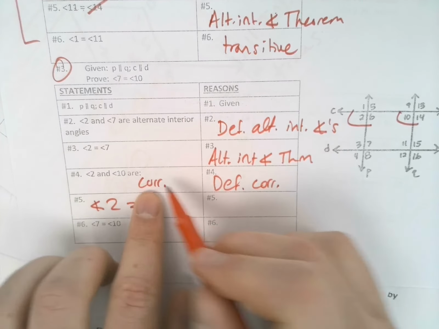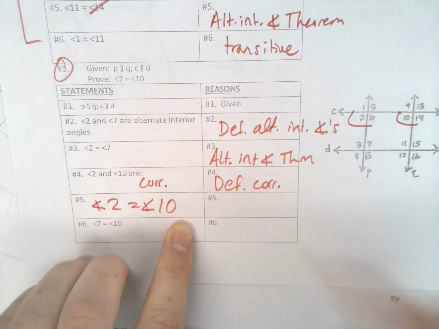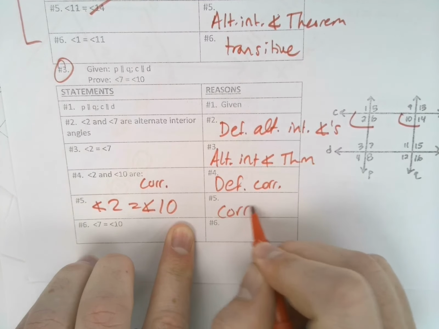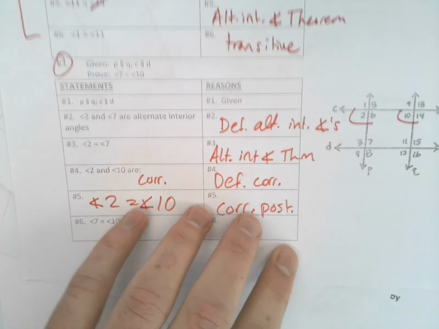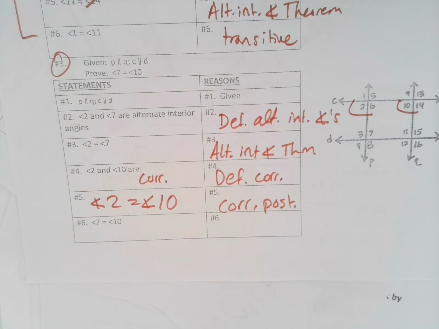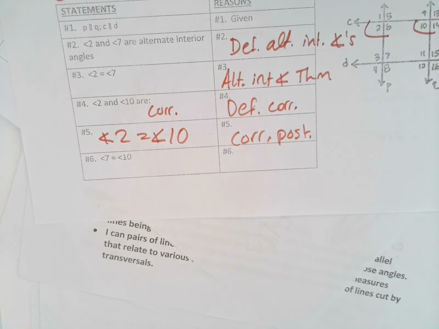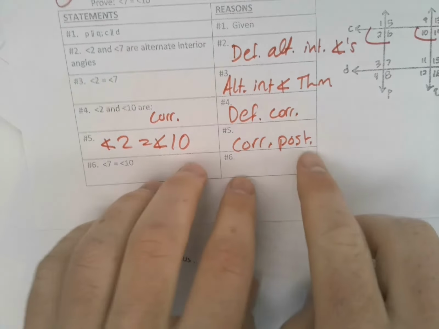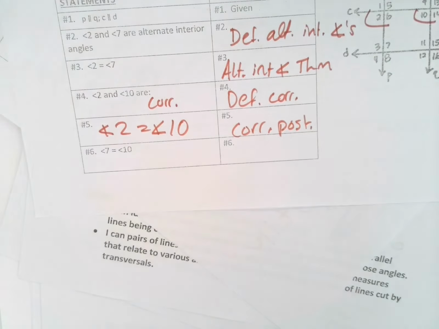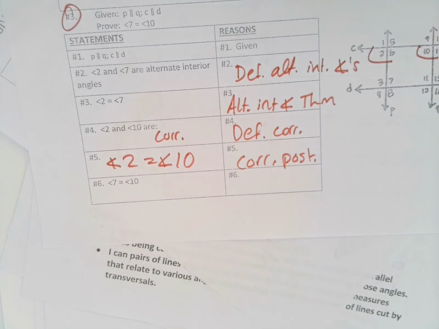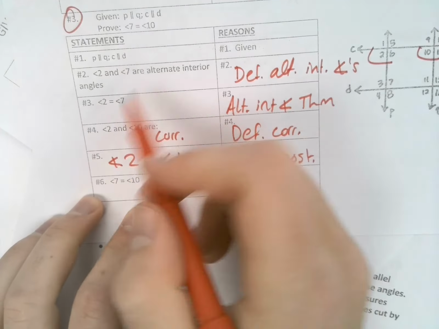Definition of corresponding leads to, now be careful, this is a postulate. I'm not going to get on you guys for that at all. But just keep in mind that is a postulate instead of a theorem. Corresponding angles don't have the same exact kind of mathematics behind them that alternate do, so we just use a postulate for that. And then because of that, again, don't freak out. If you had put corresponding theorem there, I would not have counted that wrong, by the way. I promise. If we say 2 and 7 are equal, and we know 2 and 10 are equal, then what can we say about 7 and 10? Transitive.